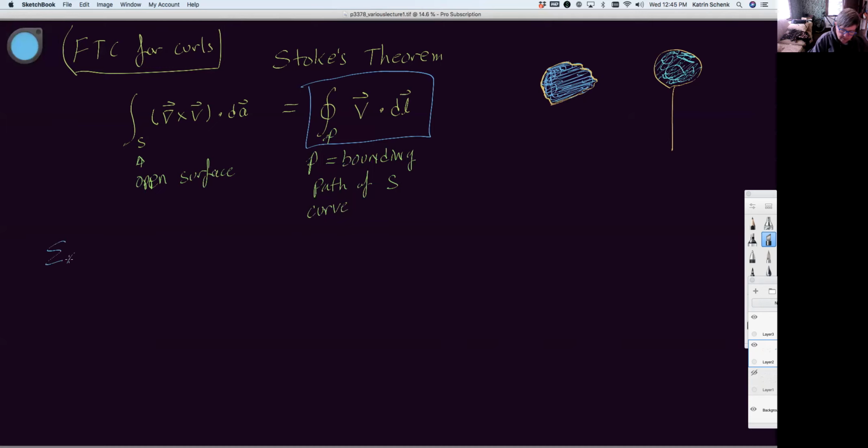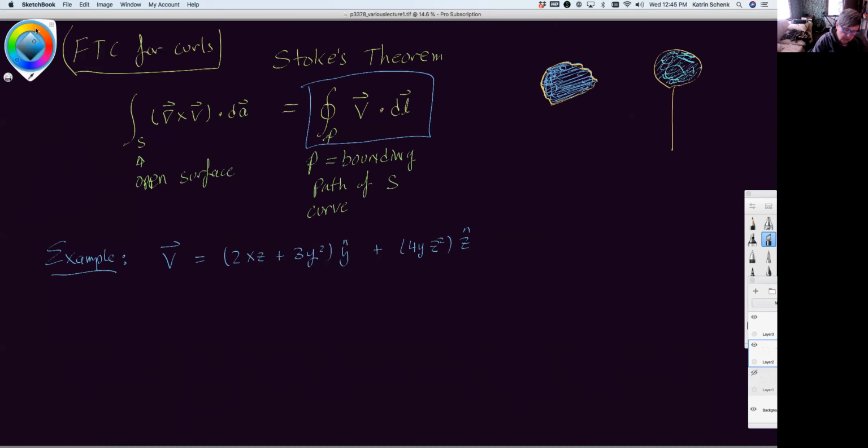So our example, we have a vector field that looks like this: 2xz plus 3y squared in the y hat direction, plus 4yz squared in the z hat direction. And we want to check Stokes' theorem. Okay, so we're going to do both of the sides, right? So we're going to do this integral. I'm going to do this one first.